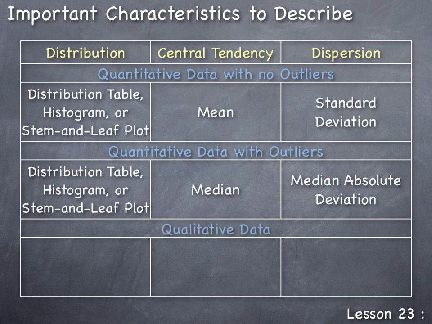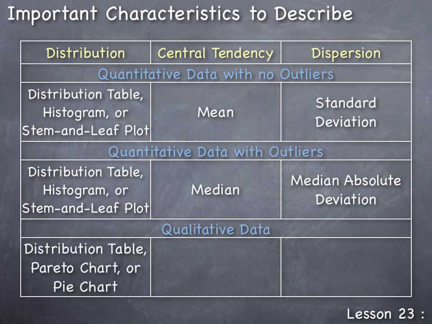Now, if the data is qualitative or categorical, then the distribution is best displayed by constructing a distribution table, a Pareto chart, or a pie chart. And the best measure for central tendency with qualitative data is the mode, and the best measure of dispersion with qualitative data is the variation ratio.